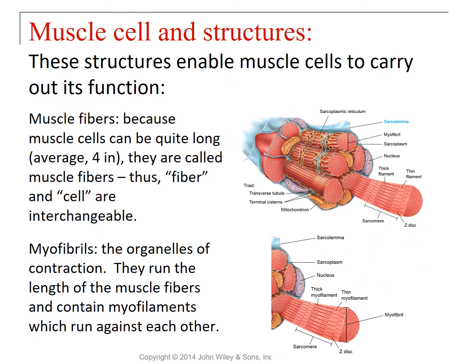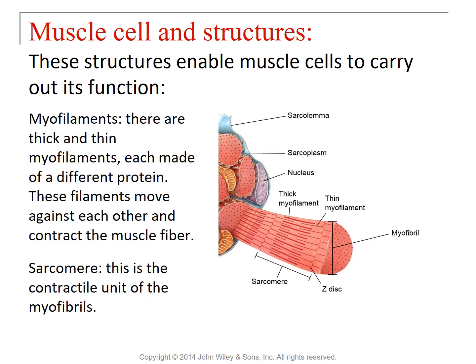Okay, so we're going to run into a little bit of repetition here, but I don't think there's much wrong with that. Because muscle cells can be pretty long, their average length is 4 inches, they're called muscle fibers. And so again, for this entire chapter, fiber and cell are going to be interchangeable. So myofibrils, as I said, run the length of the muscle fibers. They contain myofilaments, thick and thin, which run against each other. And it's actually the thick myofilaments that pull on the thin myofilaments, which brings the Z discs together, shortening the sarcomere. Okay, so again, these are terms that you've seen. The myofilaments, thick and thin, they move against each other, they contract the sarcomeres, and then therefore the muscle fibers.